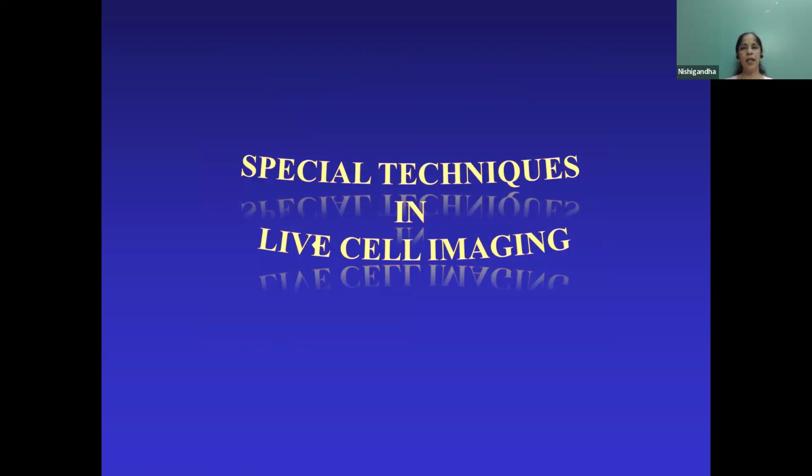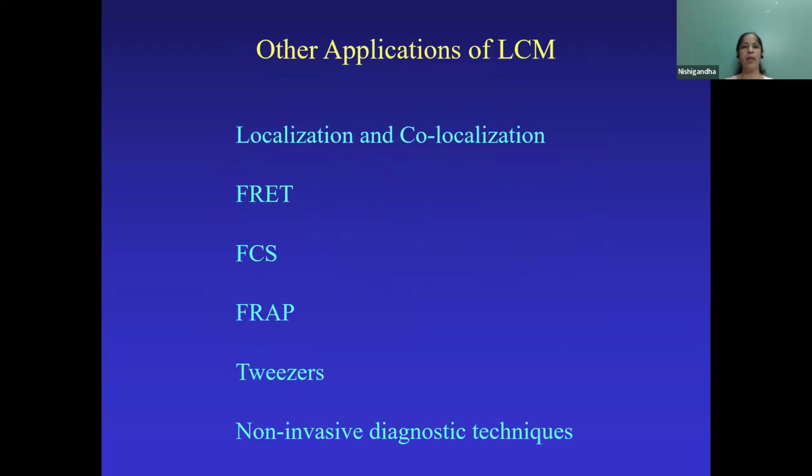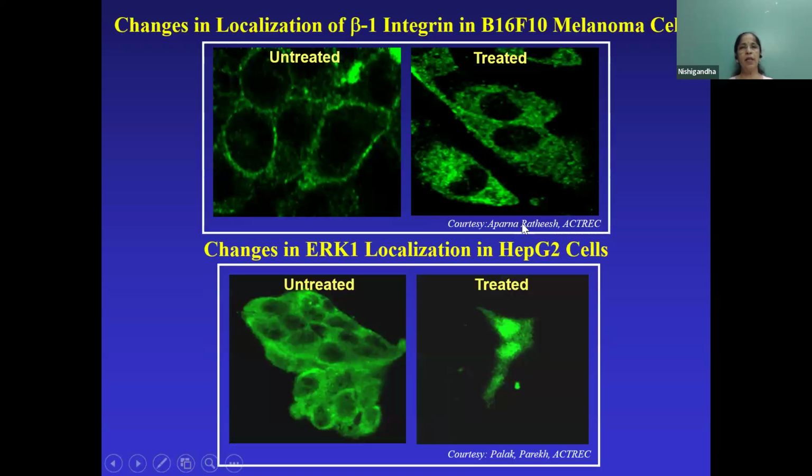Now let me talk about some special techniques in live cell imaging which are useful. This would include localization, co-localization, FRET, FCS, FRAP, and so on. Sometimes it's very important to understand where a molecule is sitting within the cell, especially if it's a molecule involved in signal transduction or cell adhesion. This is an example where we have looked at beta 1 integrin in the B16 melanoma cell line. When cells are not treated, all the beta 1 integrin molecules are around the cell periphery. But the minute you give treatment with some drug, the beta 1 integrin starts moving into the cytoplasm, very clearly seen.